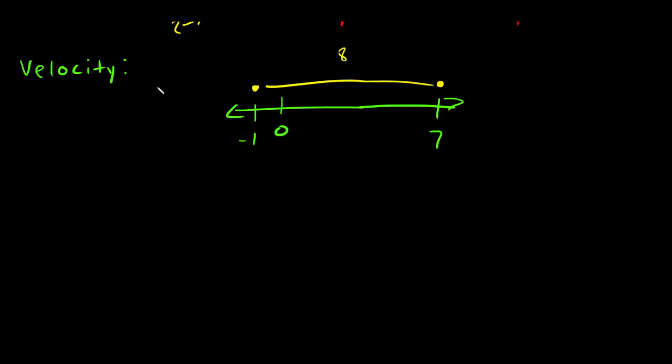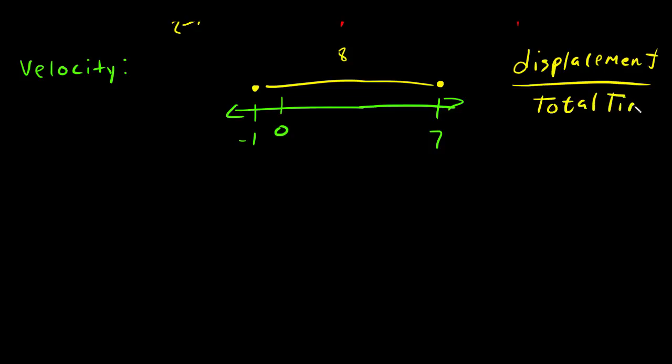So to find velocity, you're doing displacement divided by total time. As we said, to go from -1 to 7, it took 5 seconds. So our velocity is equal to 8 over 5 in this instance, which is like 1.6 meters per second.